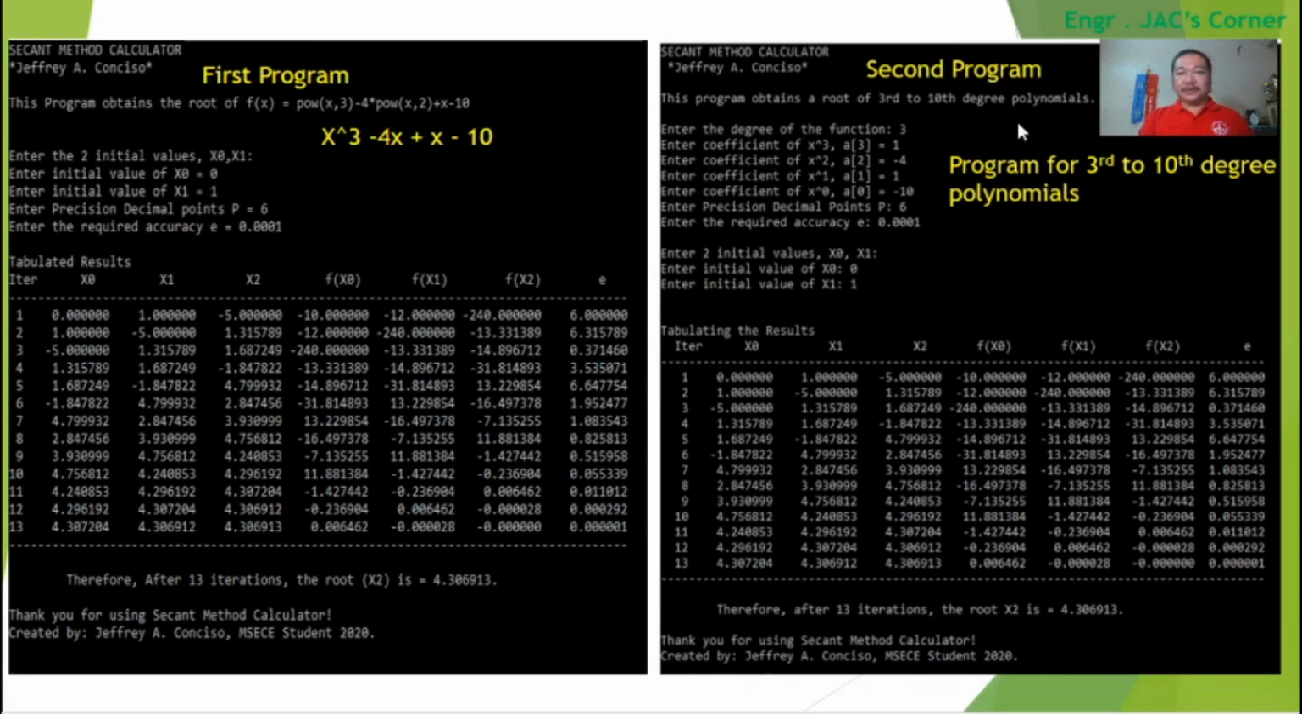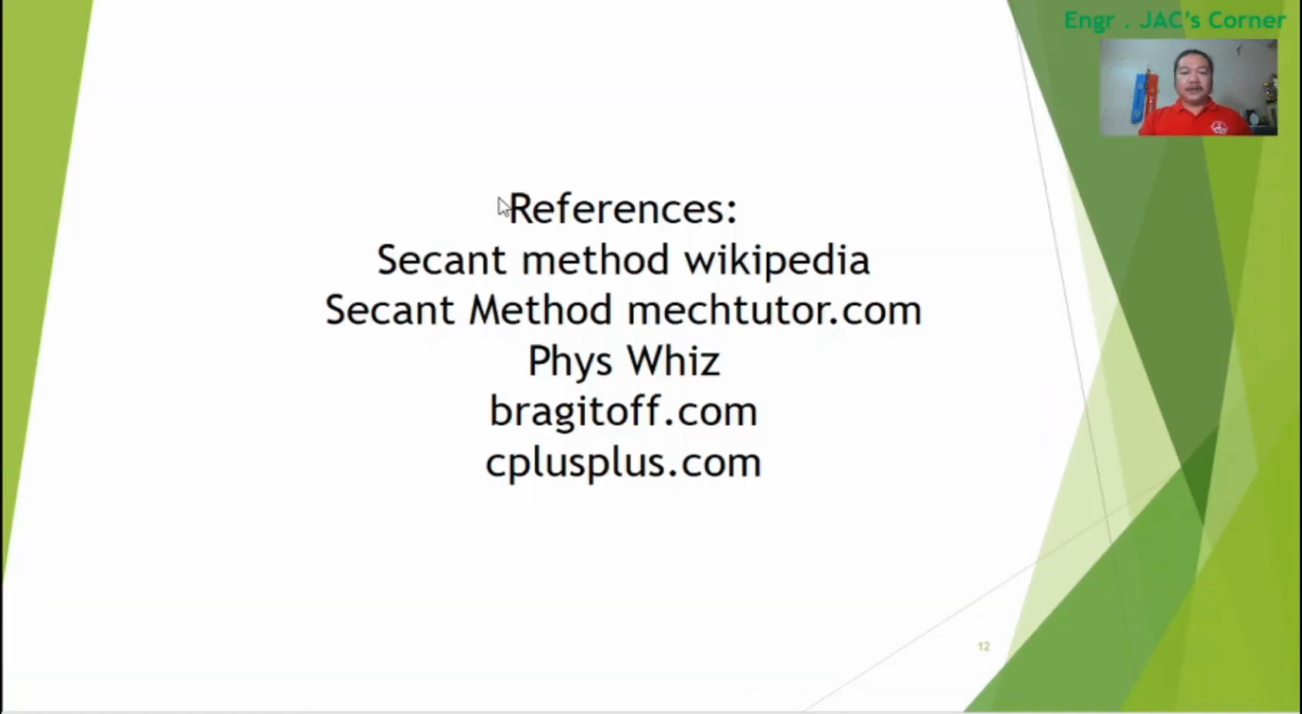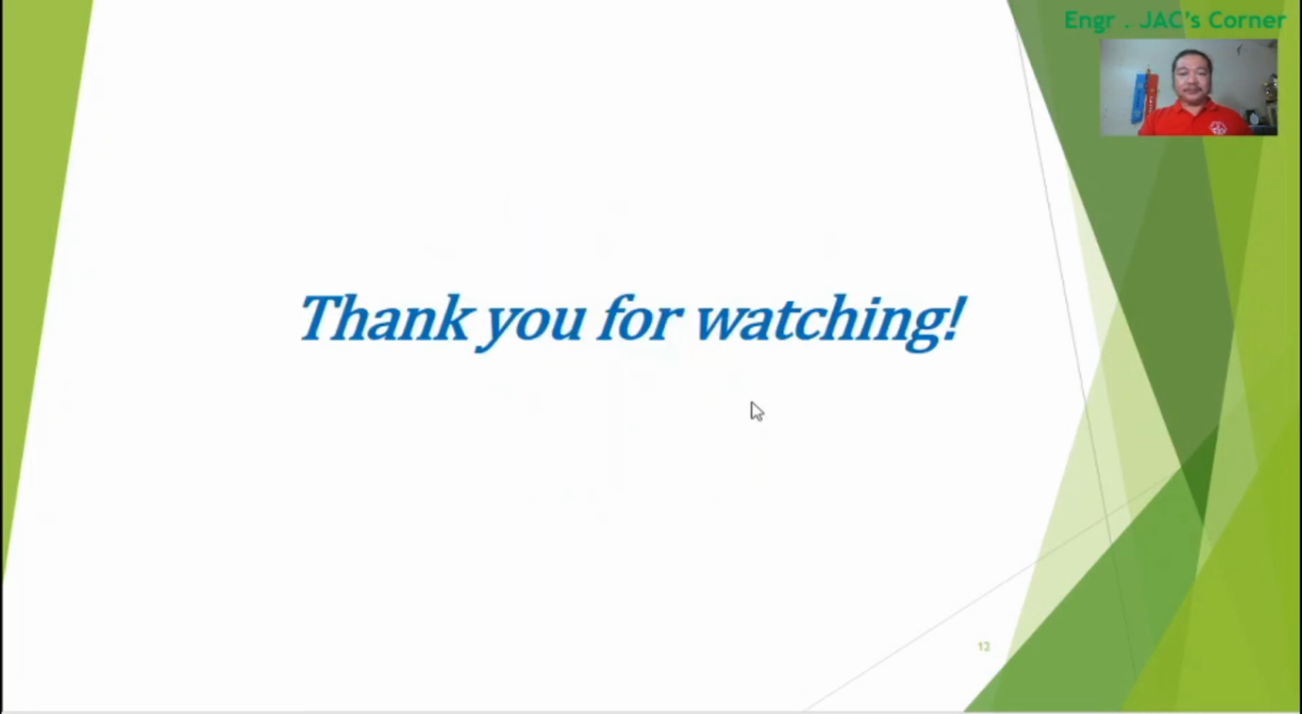While the second program can solve third to 10th degree polynomials, it requires all the parameters, including the degree of the function, coefficients, the precision, and the accuracy. The approximated root is the same for both programs. For the third degree polynomial x cubed minus 4x plus x minus 10, it is 4.306913, the same. Our references are Wikipedia, mechtutor.com, Fizwiz, bragitoff.com, c++.com.